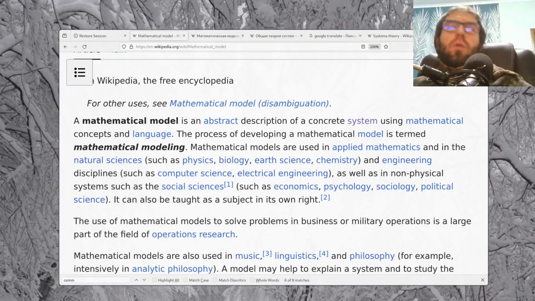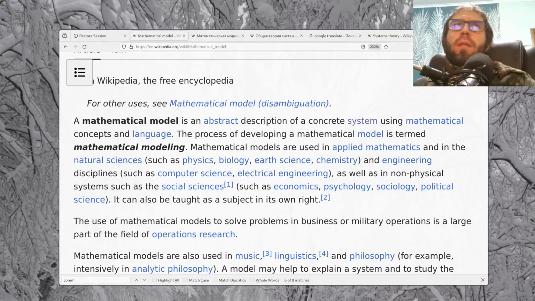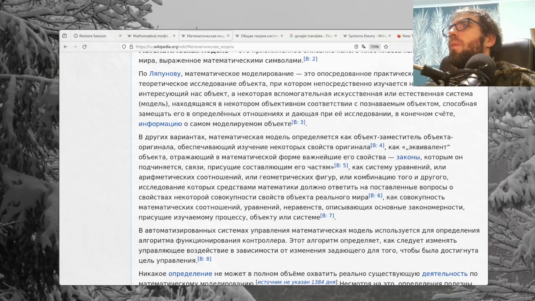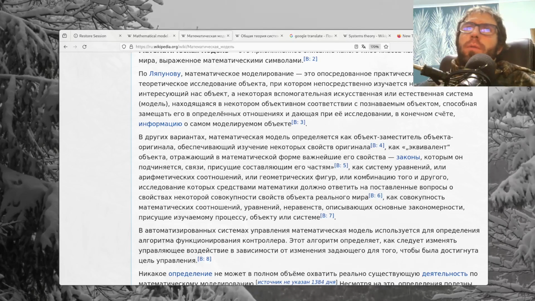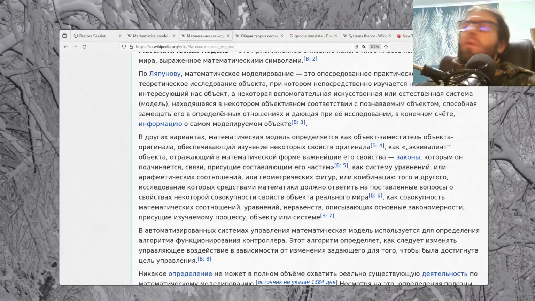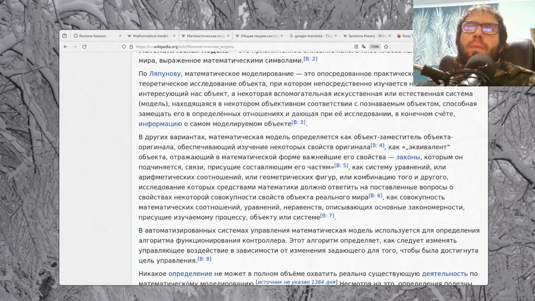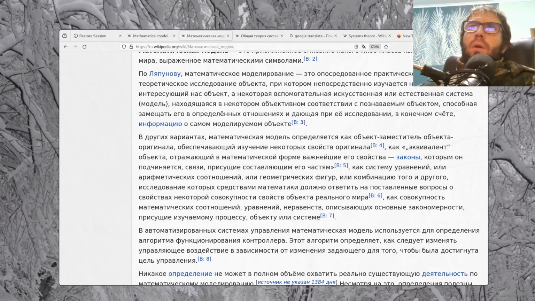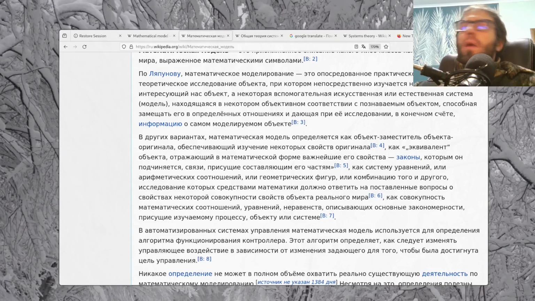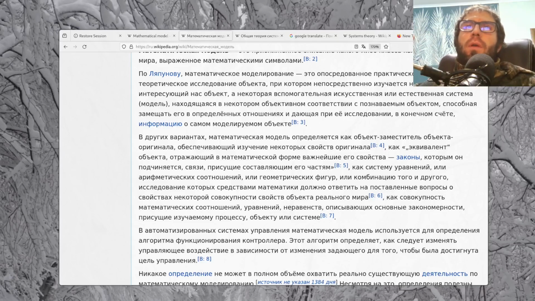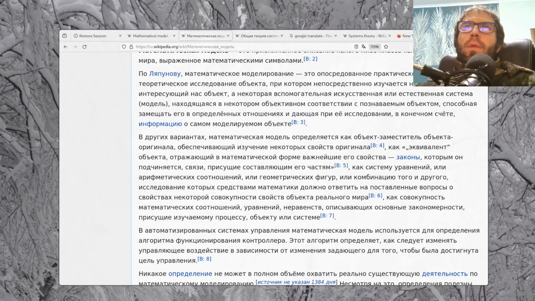And the process of developing a mathematical model from a concrete system is called mathematical modeling. Why are we interested in mathematical models and why are they important? From some point of view, the mathematical model can be seen as a replacement of a real system. And they do this replacement because it is very easy to study this mathematical replacement of the original system.